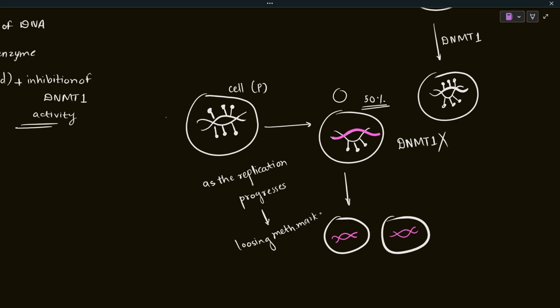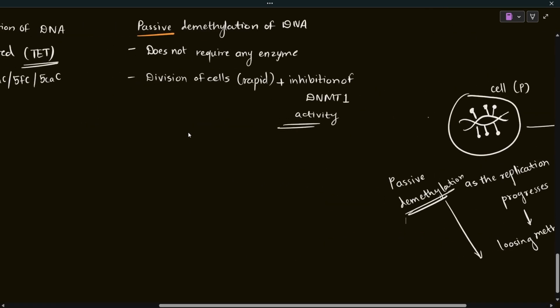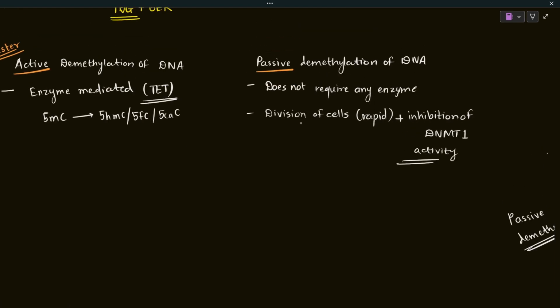This losing of methylation marks is known as passive demethylation. I hope now this is very clear to you all, that when there is rapid division of cells and inhibition of DNMT1 activity, that is what we call passive DNA demethylation.